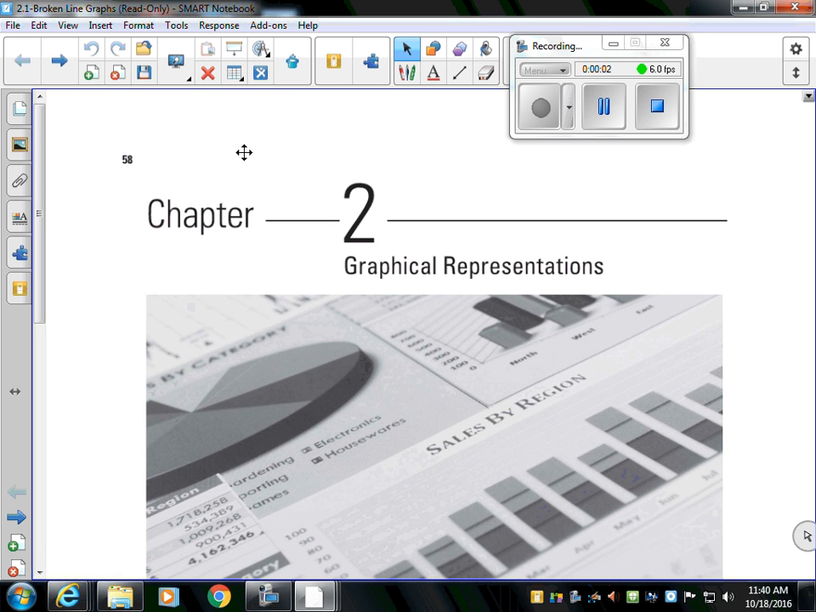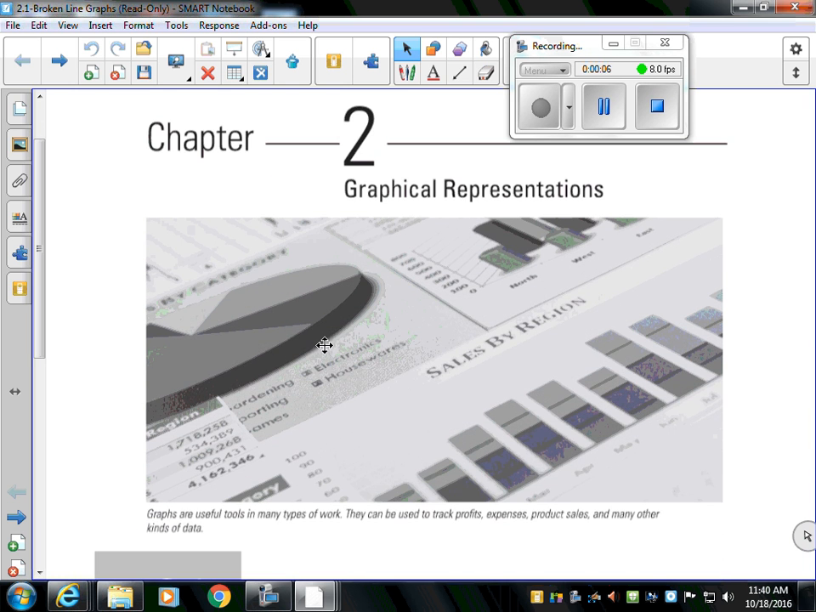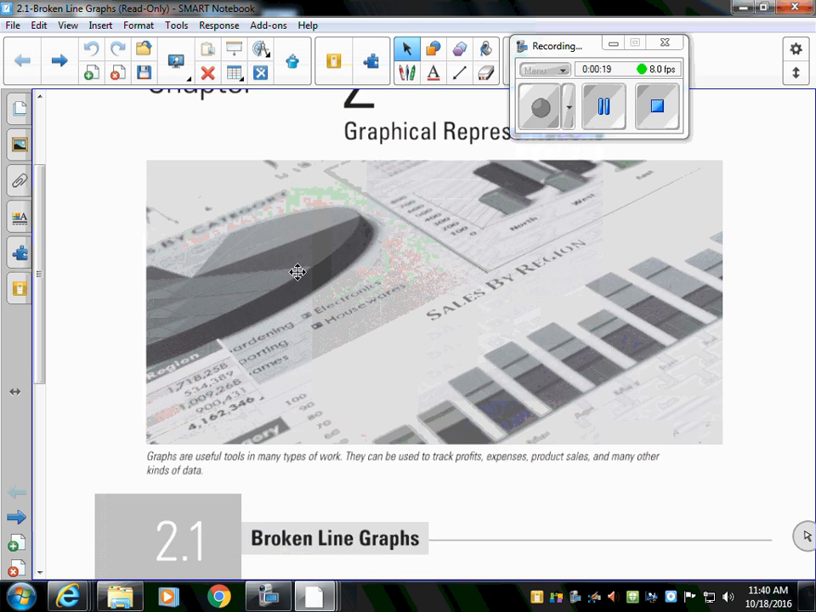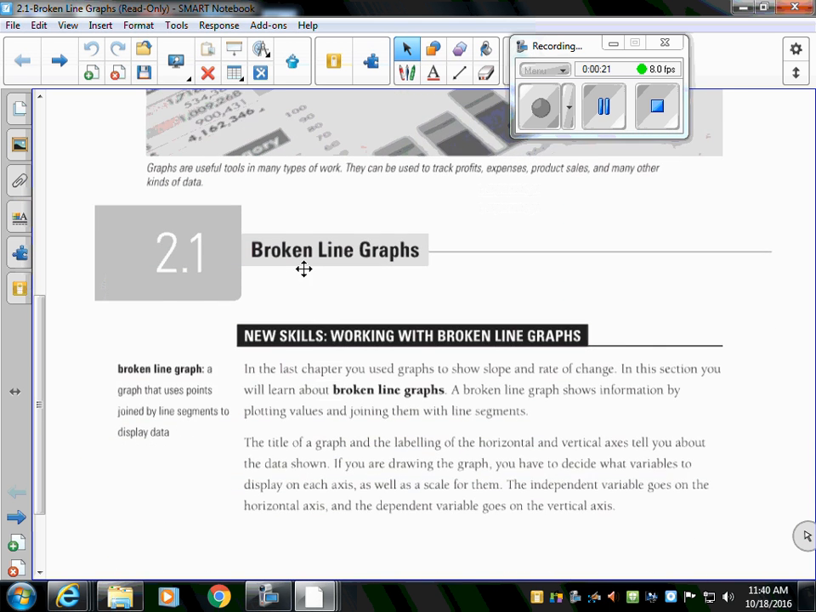So chapter 2 is all about graphical representations. If we take a look at all the different graphs that we are going to cover, we're going to talk about broken line graphs, bar graphs, circle graphs, and histograms. So we're going to start here on chapter 2 with the broken line graphs.